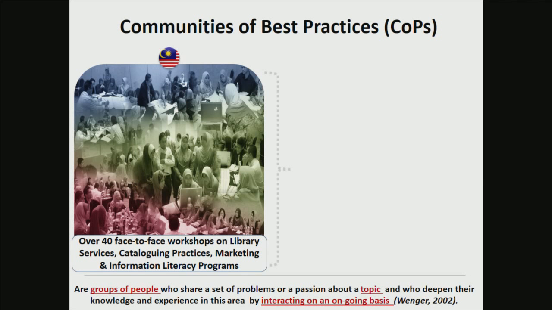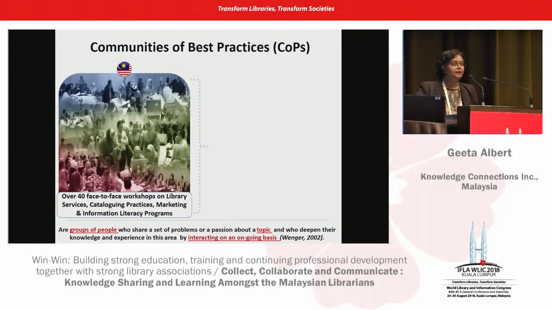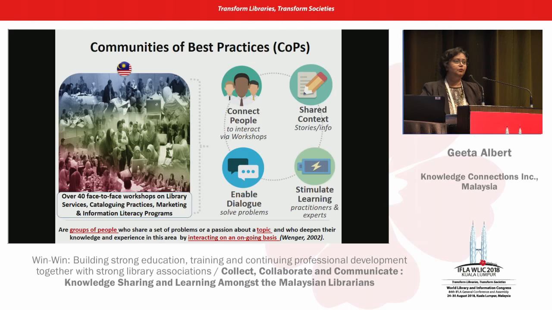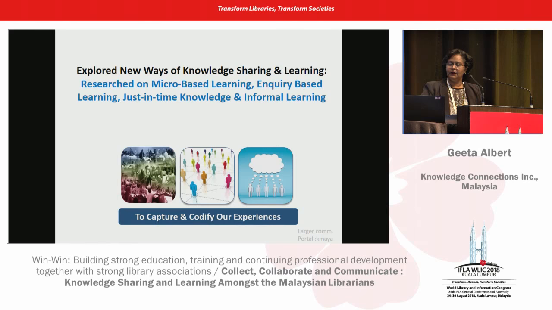Now, these library icons, over the years, formalized around 40 face-to-face workshops or COP programs around the country pertaining to cataloging practices, marketing techniques, KPIs, and information literacy programs. What was the difference from the normal practices? You connect, you share, you stimulate, and it's social learning. It's informal in nature. Now, after around 5 years of face-to-face sessions, we wanted to enhance the community and reach out.